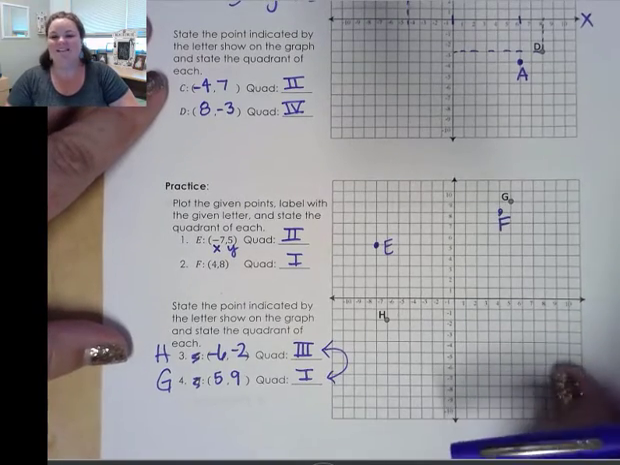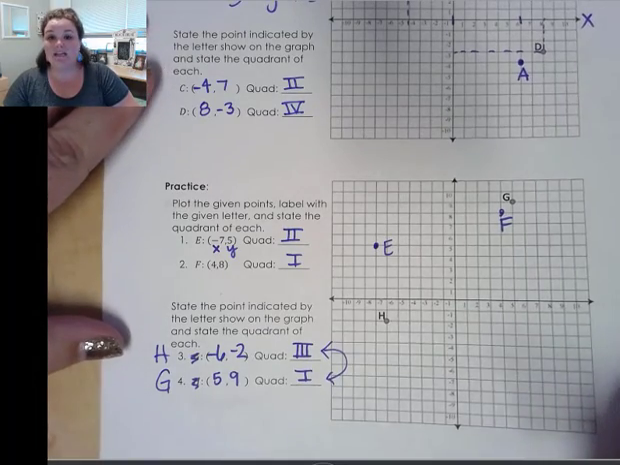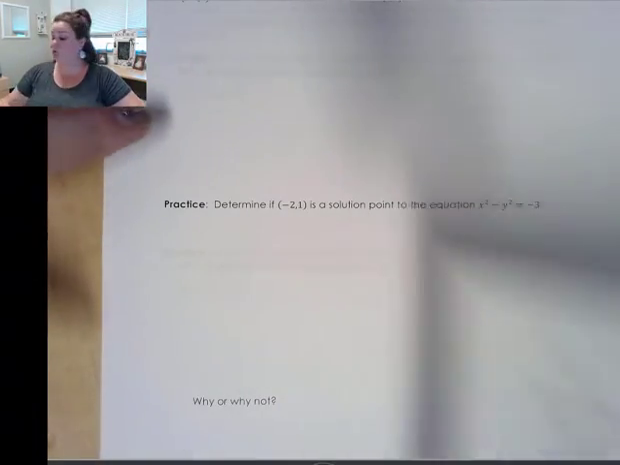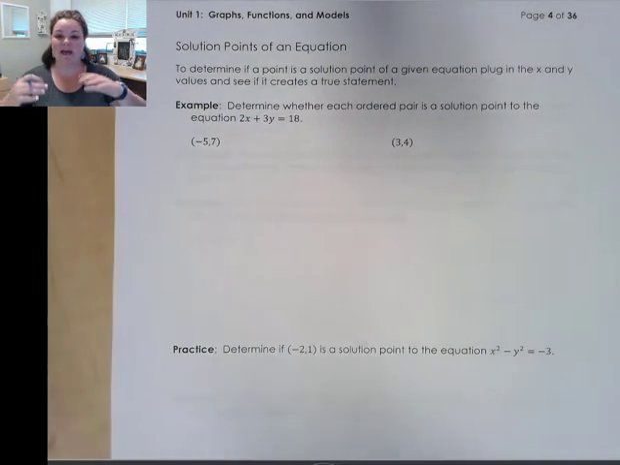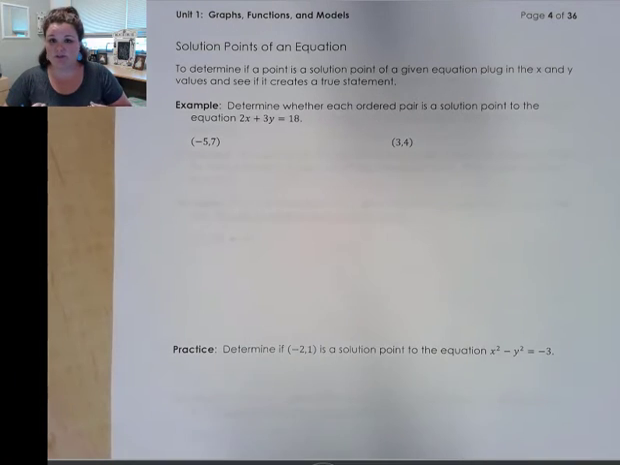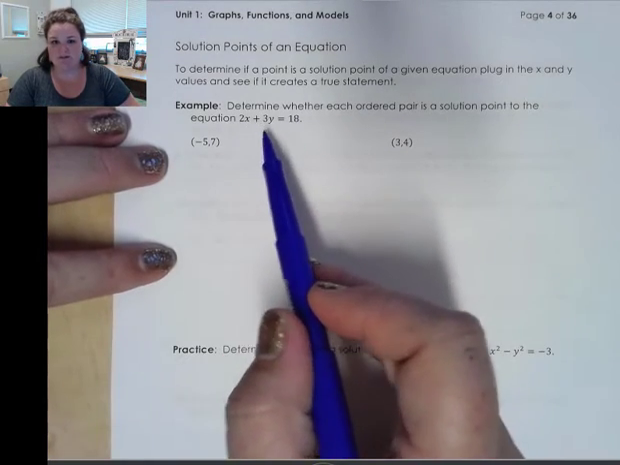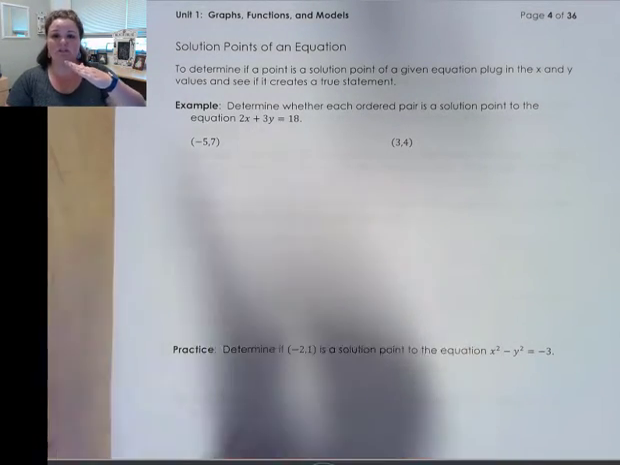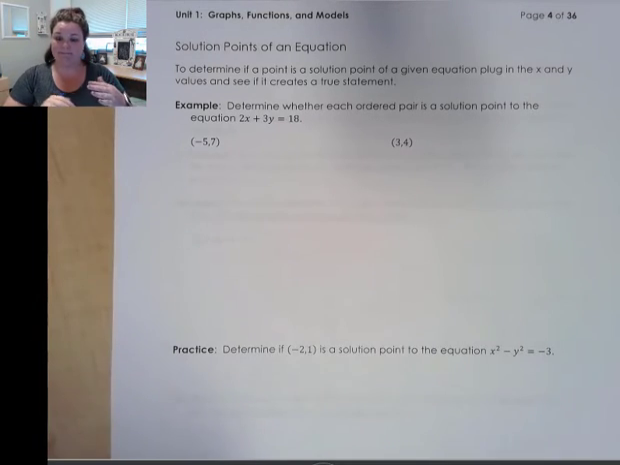Okay. All right. So plotting points, obviously something we should know how to do. Hopefully not something we haven't seen before in our life. Okay. The other thing that's important to do is to determine if an ordered pair is a solution point to an equation. And the reason why we care is because every equation, for this section anyways, represents a straight line. And so if we're checking to see if an ordered pair or a point is a solution point, what we're really checking to see is whether that point is on the given line, okay?